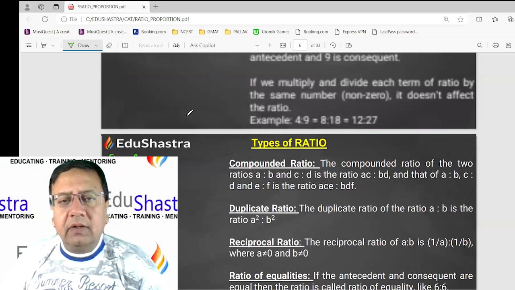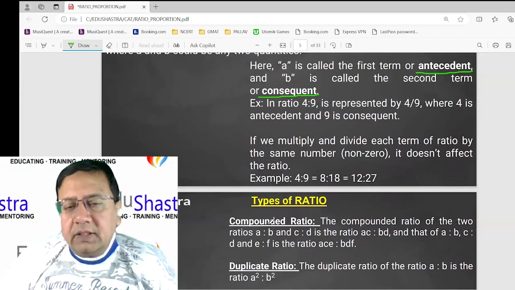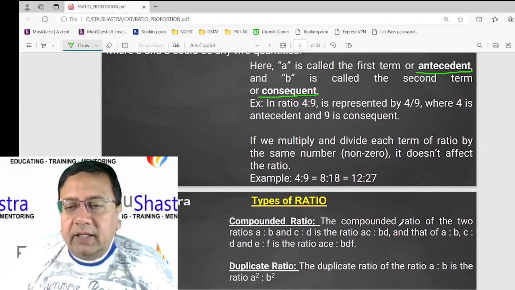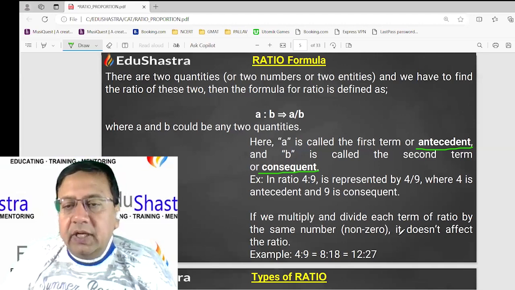The last part, yeah. If you multiply and divide each term of a ratio by the same number that is non-zero, it does not affect the ratio.